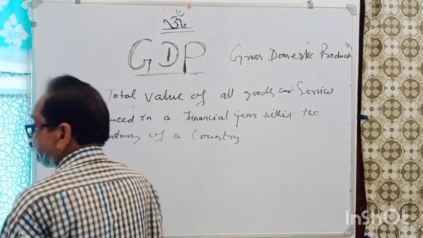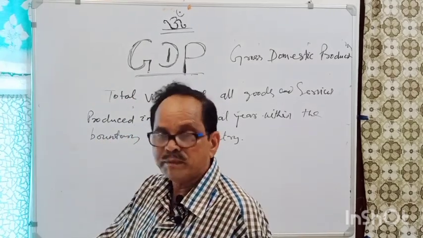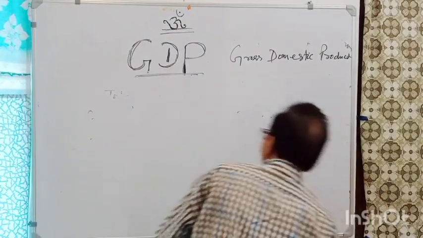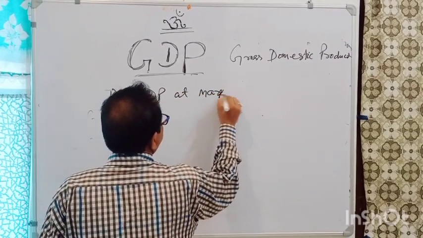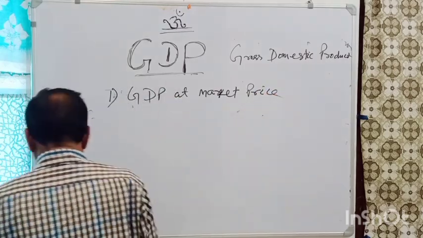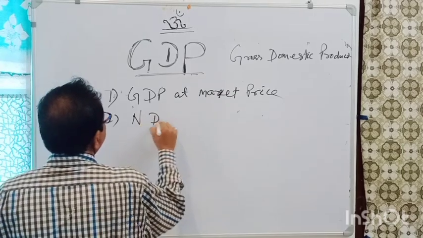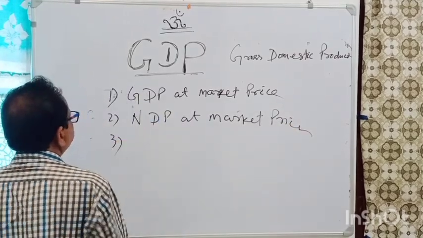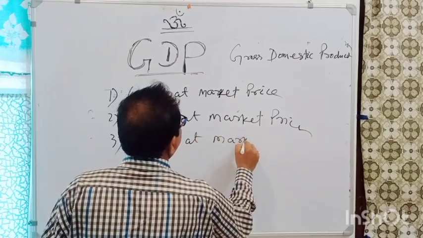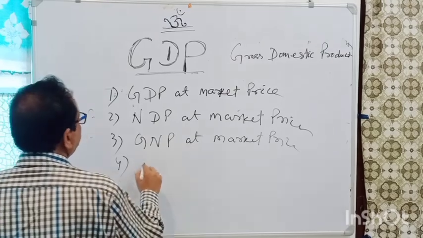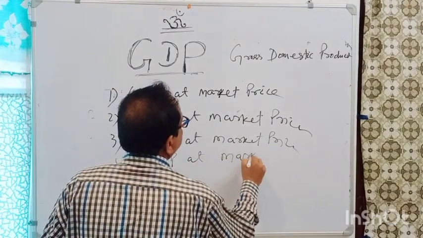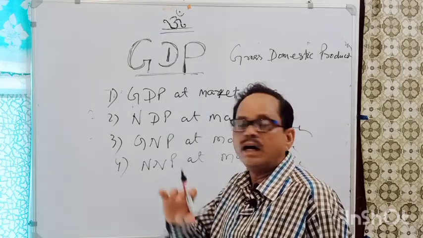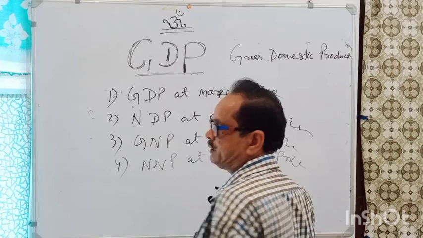Different concepts of GDP. There are 4 different concepts of GDP. First, GDP at market price; second, NDP at market price; third, GNP at market price; fourth, NNP at market price. There are 4 concepts to understand GDP. First is the GDP at market price.